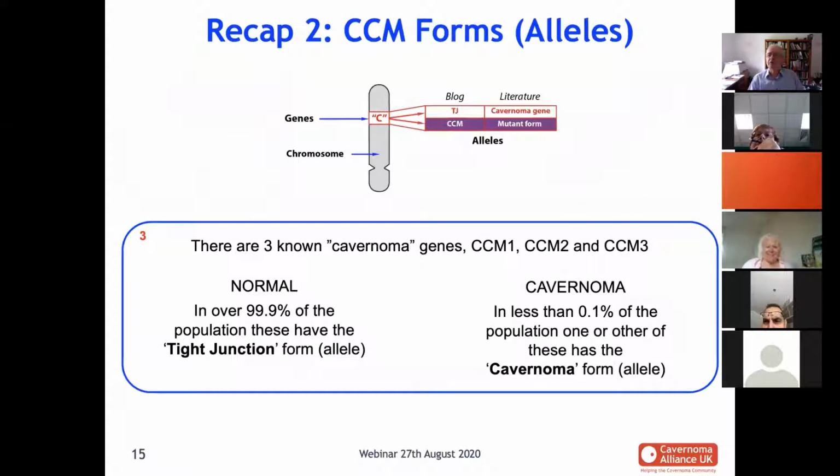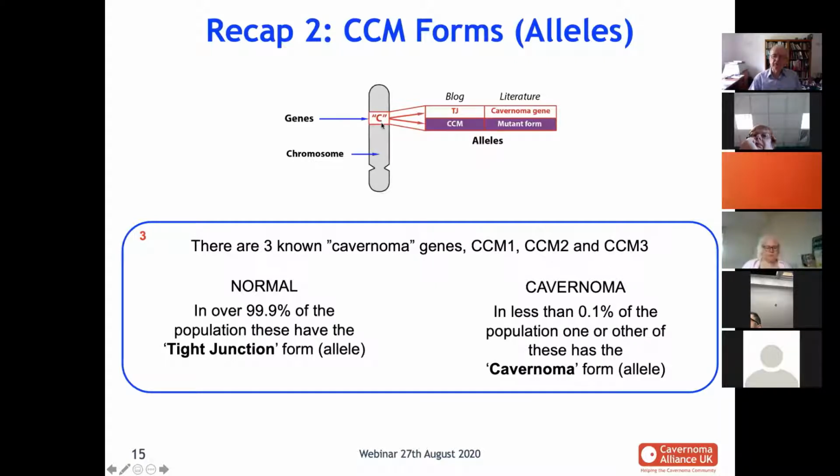Now, the next part of last month's talk, they're one a month, these talks, is to do with the genes and a little bit about genetics. Because I'm sure you are aware that there are 3 known Cavernoma genes, named CCM1, CCM2 and CCM3. They have other names as well historically, but that's what we're going to call them. And genes sit on the chromosome, so here's a mock chromosome with a gene on, and this is one of these Cavernoma genes.